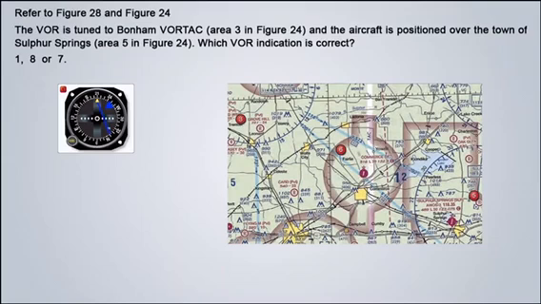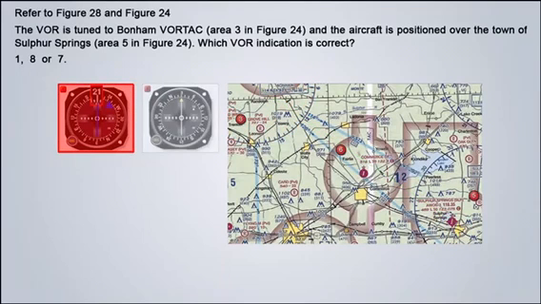So, if the needle was actually centered, our exact heading to the station would be 210, placing us on the 030 radial or north-northeast of the station. But, as we can see from the chart, the town of Sulphur Springs is located east-southeast of that station. If we draw the radial from Bonham VORTAC to Sulphur Springs, that radial from would be approximately 120. Because VOR number 1 says that we are north-northeast of the station, it is eliminated as a possible answer.